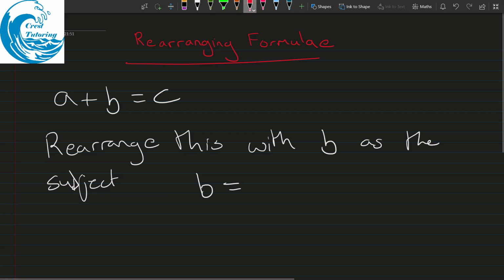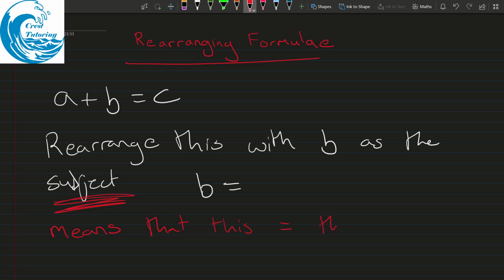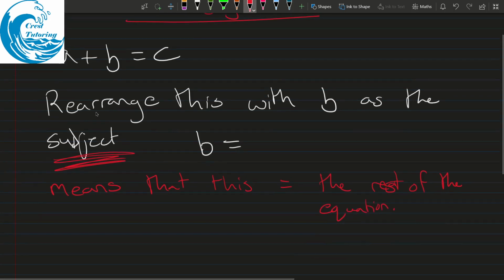Okay, so subject means that this equals the rest of the equation. So we'll say in the question I gave you, c is the subject. Now we want to make b the subject.